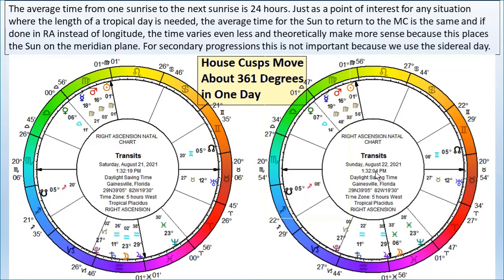What is a day? And actually, we're all interested in this because this is one of the primary problems with secondary progressions: what is a day? A day to human beings is 24 hours. Okay, and we can define a day as the time that the sun is conjunct the midheaven in right ascension to 1 day later. And the cusps will have moved 361 degrees in 1 day.